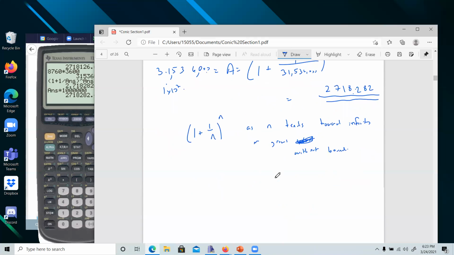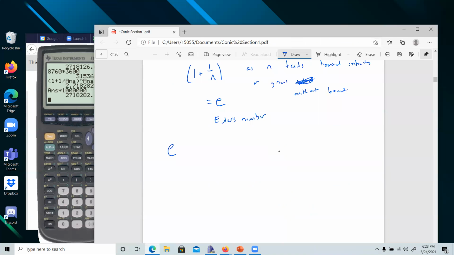All right. We get a certain value. This gets closer and closer and closer to a certain value, and that value is called E. This is for Euler's number. And E is approximately 2.71828, 5, and then it keeps going. E is kind of like pi. It just keeps going on and on and on. There's no kind of pattern to it.